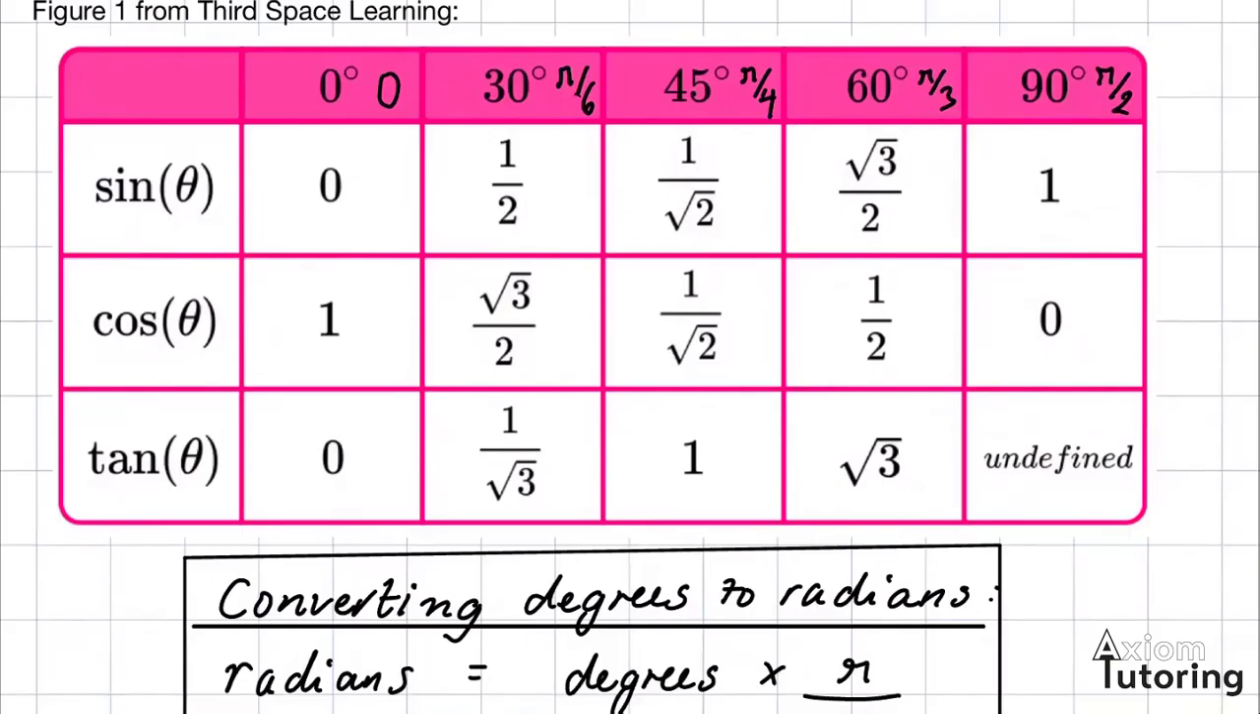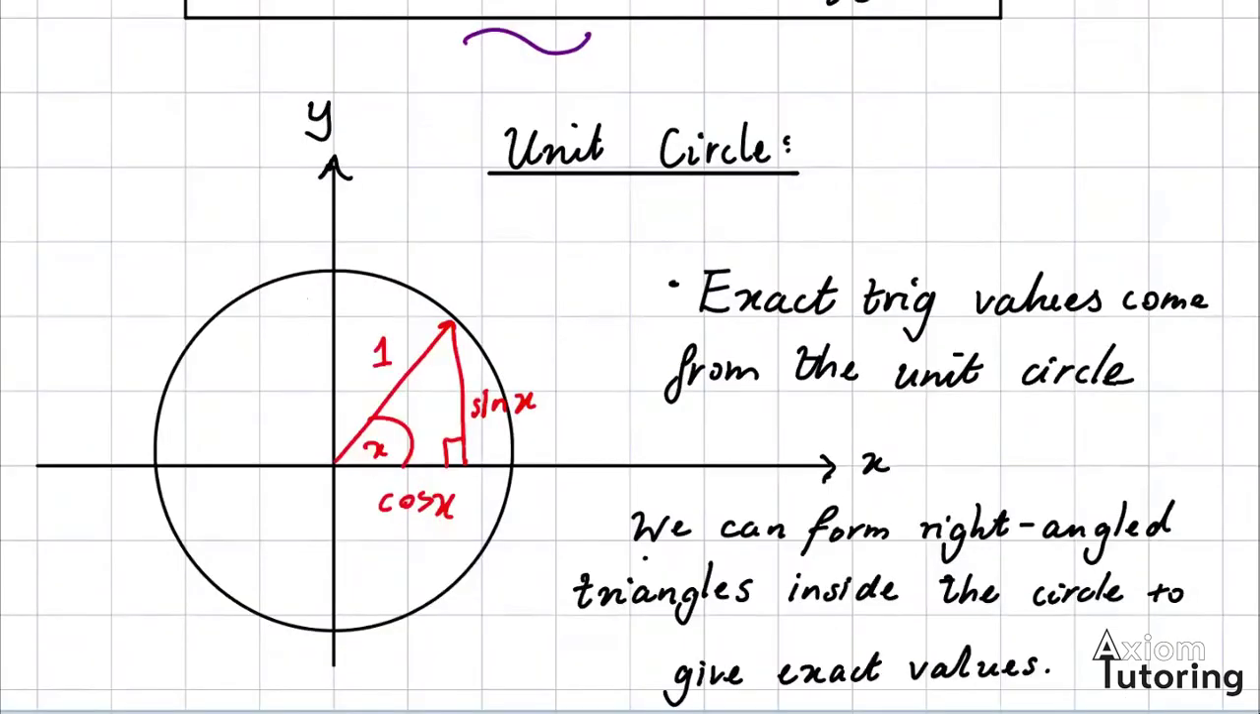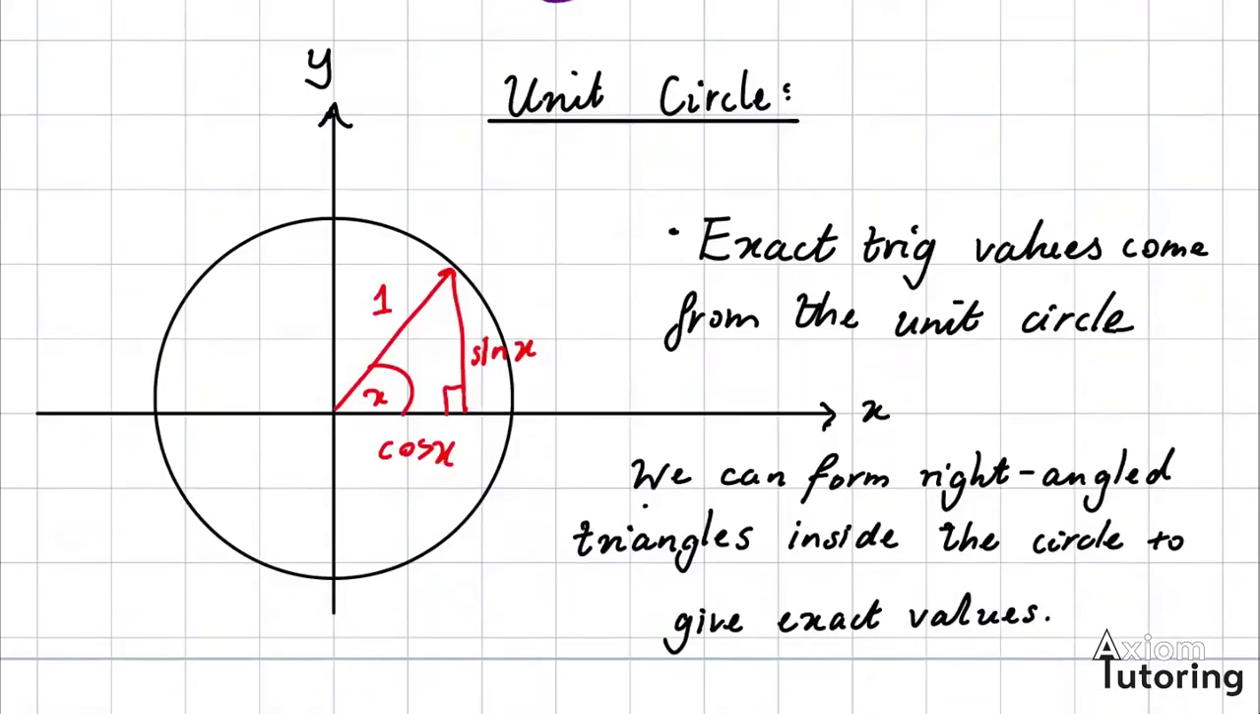Now, 0 and 90, or 0 and pi over 2, are quite easy to remember if you look at the trig graphs in video 6. So that will help you consolidate these exact values. But the rest of these values, we're going to remember them using special triangles, okay? And just to understand where these special triangles are coming from, the special triangles come from the unit circle. Okay, so we can form right-angled triangles inside the circle to give exact values.